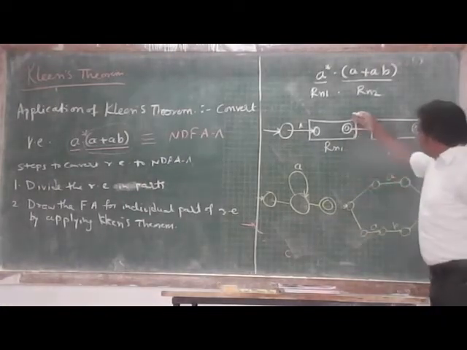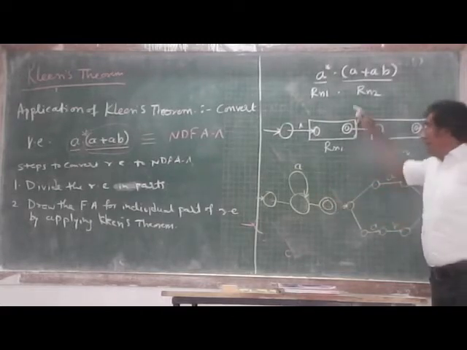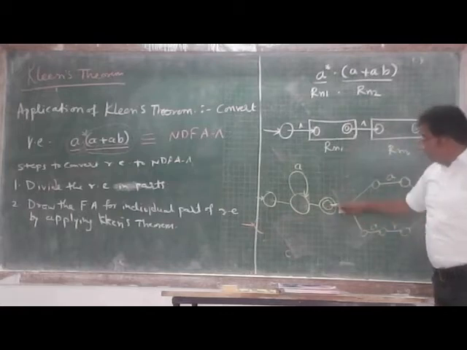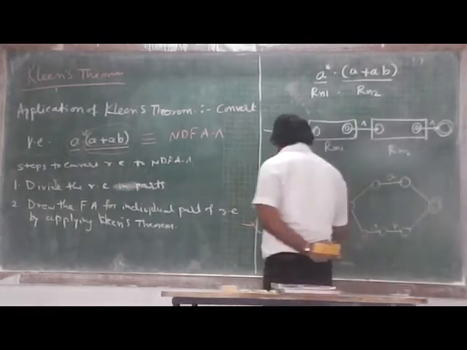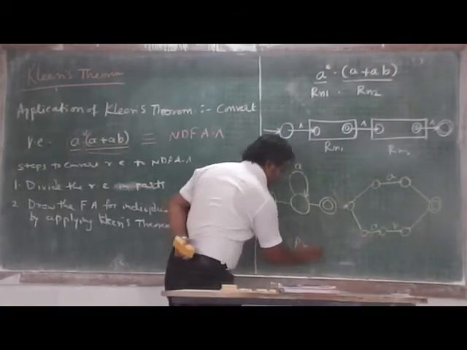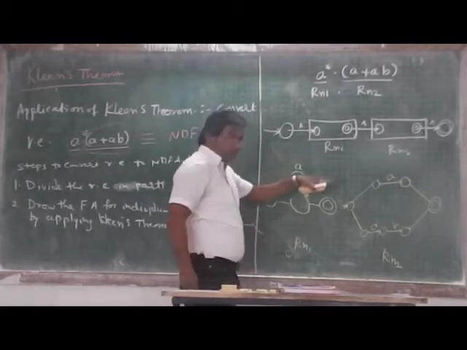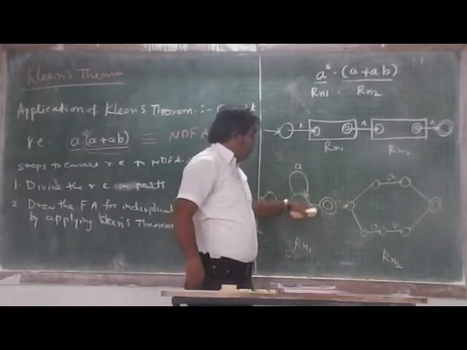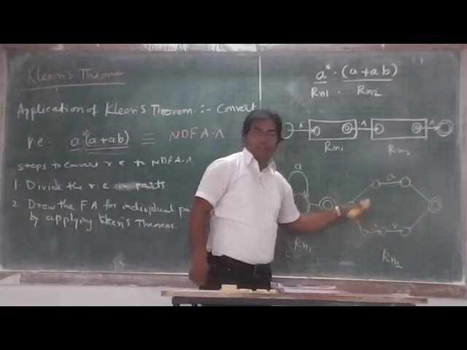So now exactly what is said in Kleene's theorem. If you want to connect two regular expressions by the concatenation operator, then what you need to do? If I consider this as Rn1, I can name this as Rn2, just like this. Here Rn1 means this one, Rn2 means this one in your case.